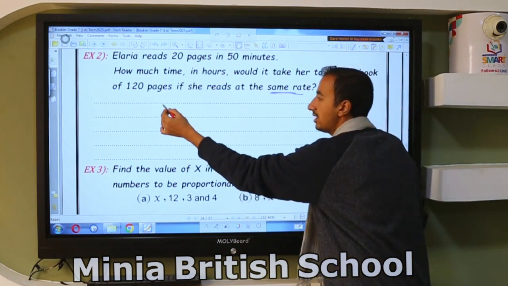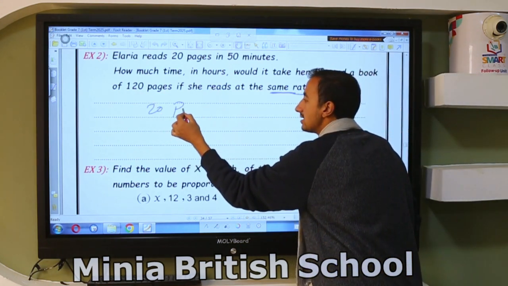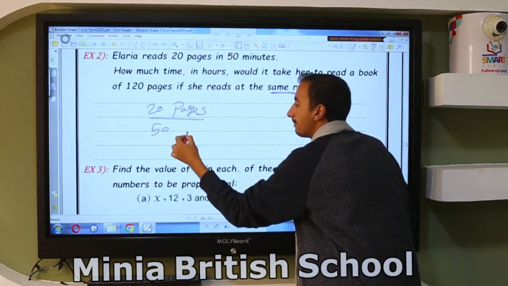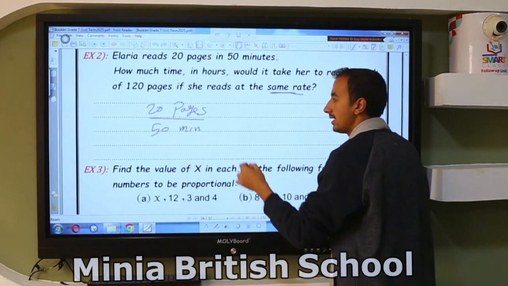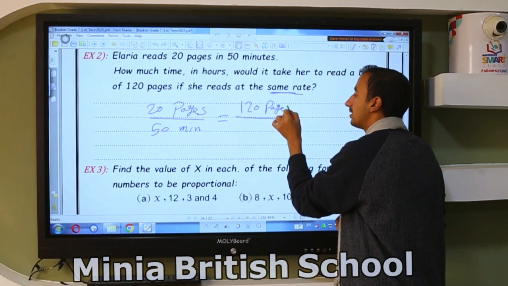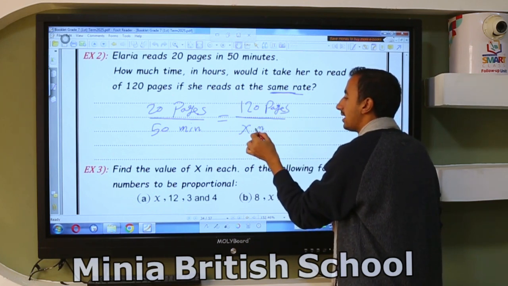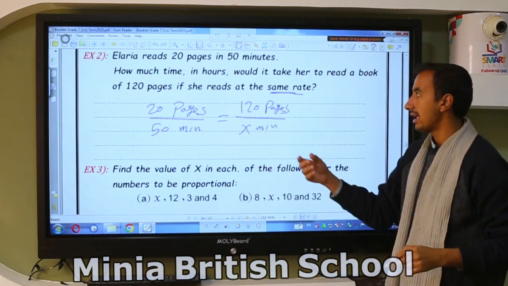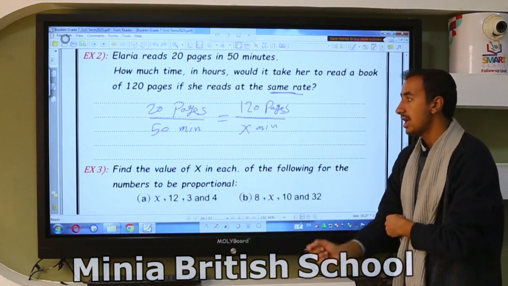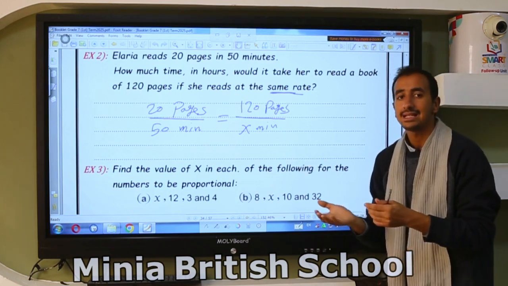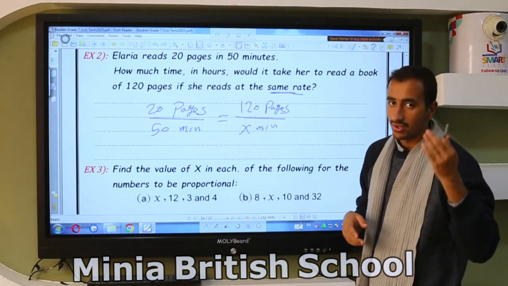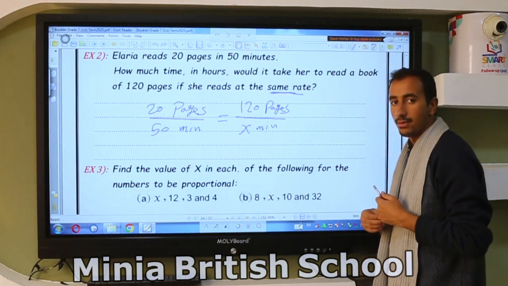So I can say that 20 pages over 50 minutes equals 120 pages over x minutes. Now we can find the value of x, how much time in hours. First I can find it in minutes, and then convert from minutes to hours, as we learned in previous grades, by dividing by 60.